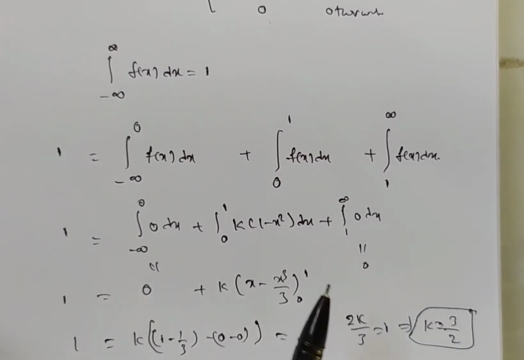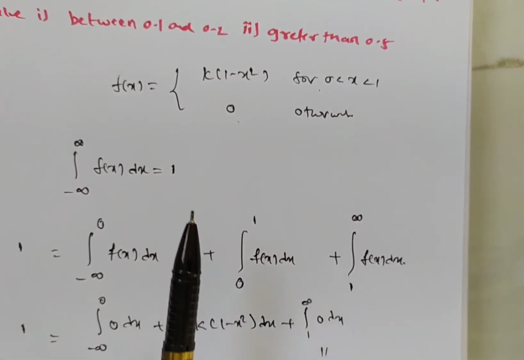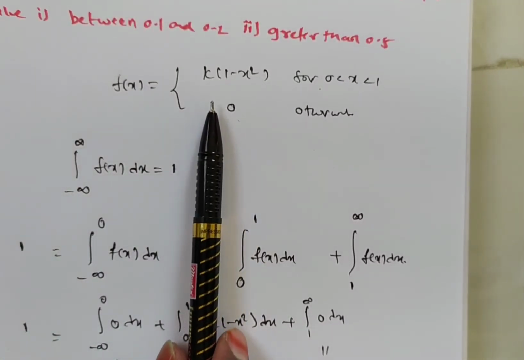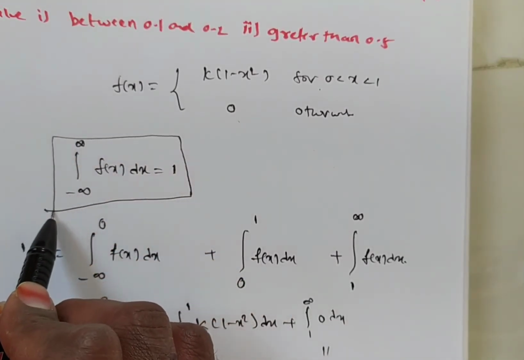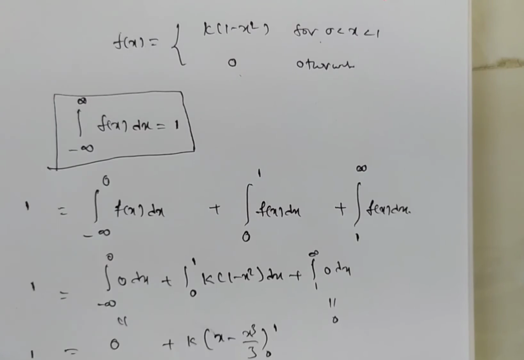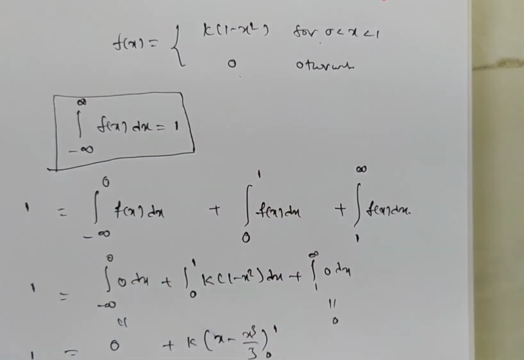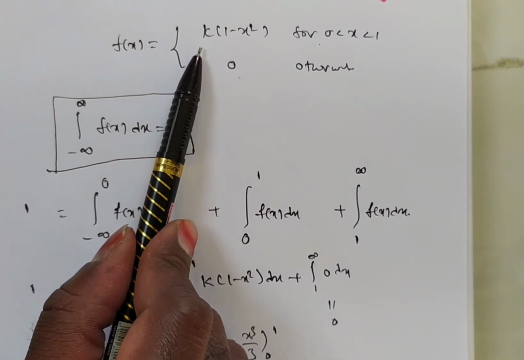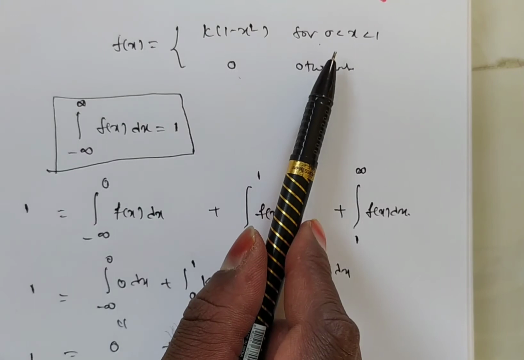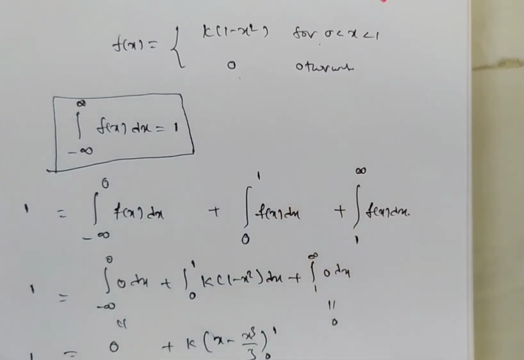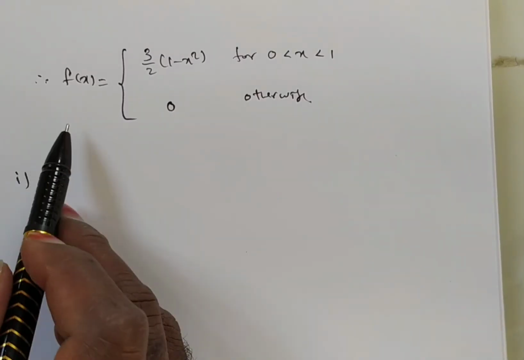Remember, if the given function is the probability density function and you want to find the k value, we have to use that the total sum of the probability distribution is 1. From that you can find out the k value. Now we are done with the k value. Now replace the k value here. Then f of x will become 3 by 2 times of 1 minus x square for 0 less than x less than 1, 0 otherwise. So I have written here clearly.